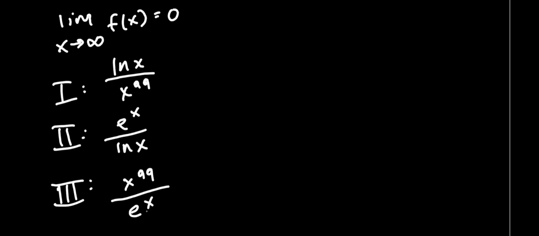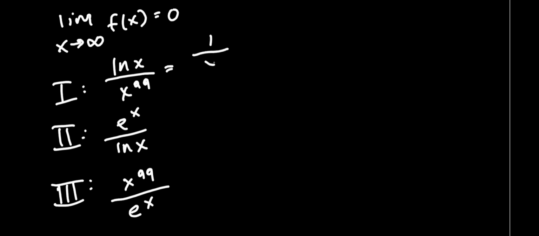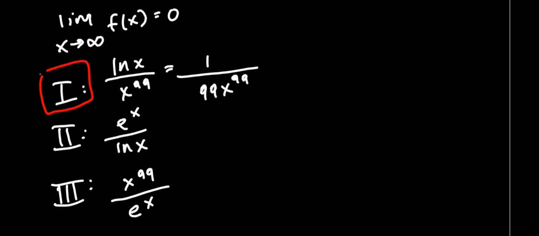For this problem, we're taking the limit as x approaches infinity. Let's go to option 1 first. We have the natural log of x and x to the 99th. If we use L'Hopital's rule, because we're getting an indeterminate form if you plug in infinity on the top and bottom, we're going to get 1 over x divided by the derivative of x to the 99, which is 99x to the 98. As you can see, that x moves down and creates this. Since the degree is so much bigger on the bottom, as it approaches infinity, it's going to approach 0. So in this case, option 1 is a correct answer.